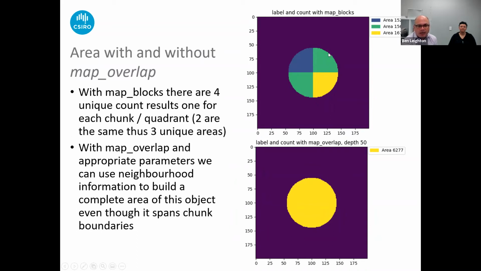But really what we'd like in our case is to have every pixel in a contiguous patch assigned with the area of that patch. With map overlap though, and appropriate parameters, we can use neighbour information to build a complete area of the object, even though the boundaries of the object span across the chunk boundaries.